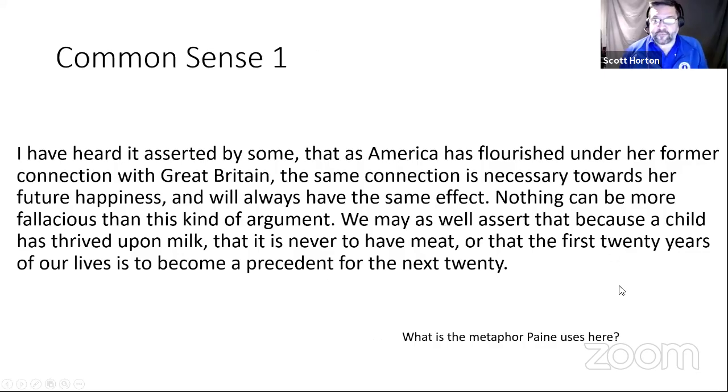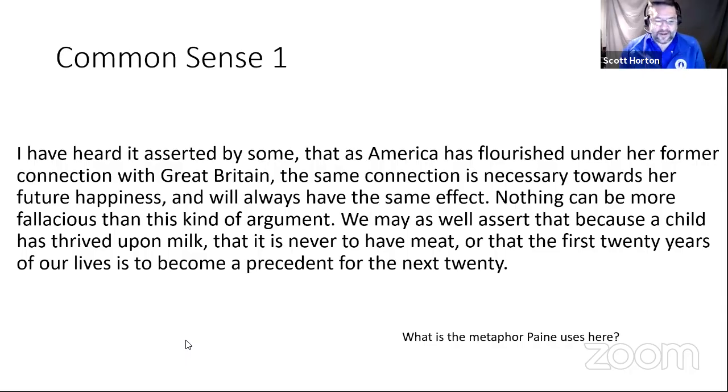So he uses a metaphor here. If you read through the quote with me quickly, he says, I've heard it asserted by some that because America has done so well under its connection with Britain, we should continue that, that our future happiness depends on doing the same thing. And he says, nothing is more fallacious. That's false, a fancy word for false. We may as well assert that because a child has thrived upon milk, it is never to have meat, or that the first 20 years of our lives is to become a precedent for the next 20.